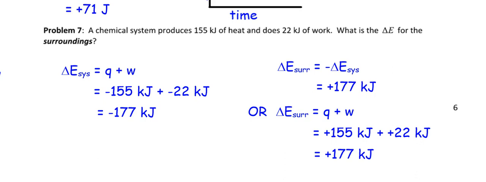Well, it's the negative value. So negative times negative 177 is positive 177. Or look what I did here. If the system releases 155 kilojoules, that means the surroundings absorb it. That's a positive. If the system does 22 kilojoules of work, that means it was done to the surroundings, so it's going to be a positive. And I get a positive 177, which is what I got up here, the opposite of the system.